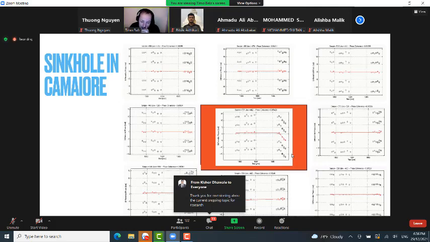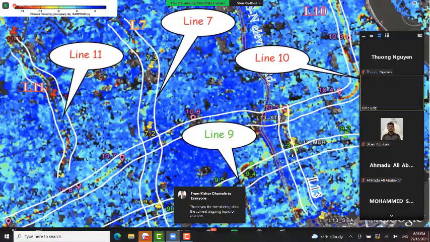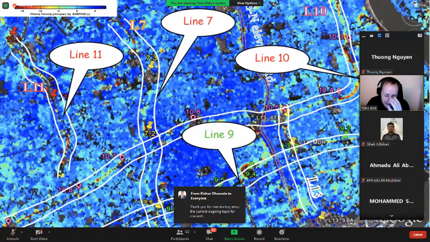Now, we can measure the subsidence. This is just an example from subway lines in Shanghai.